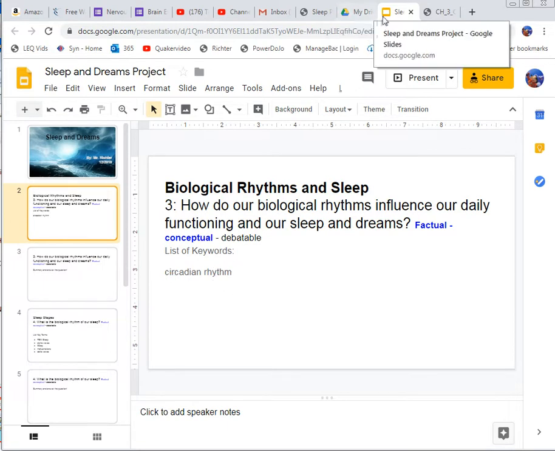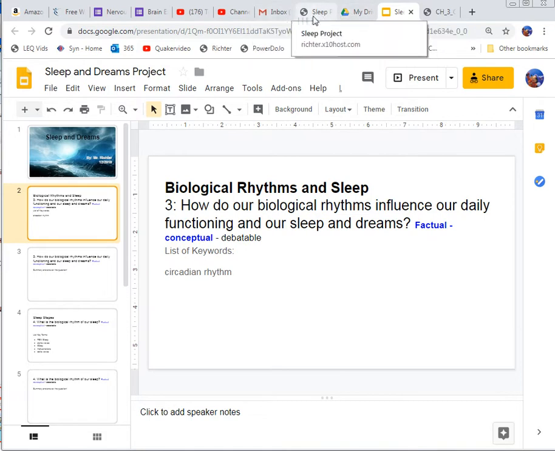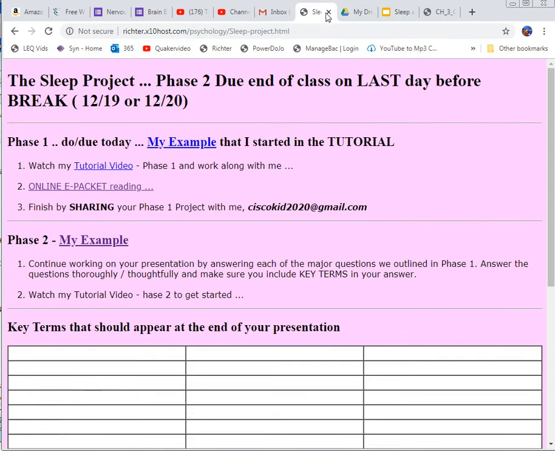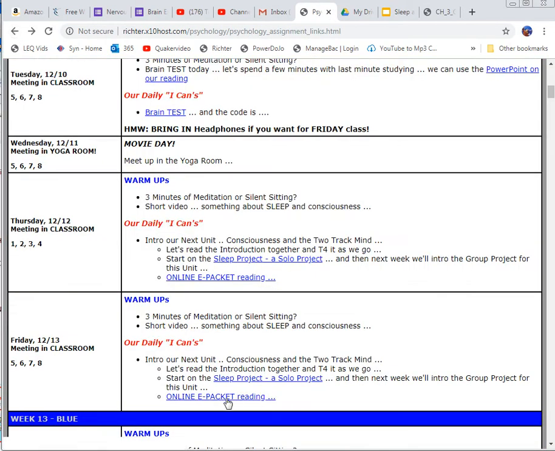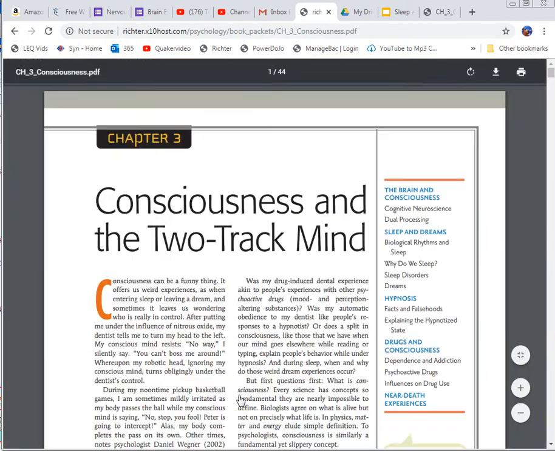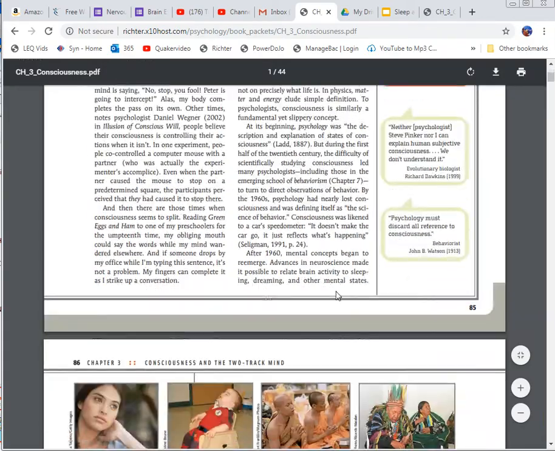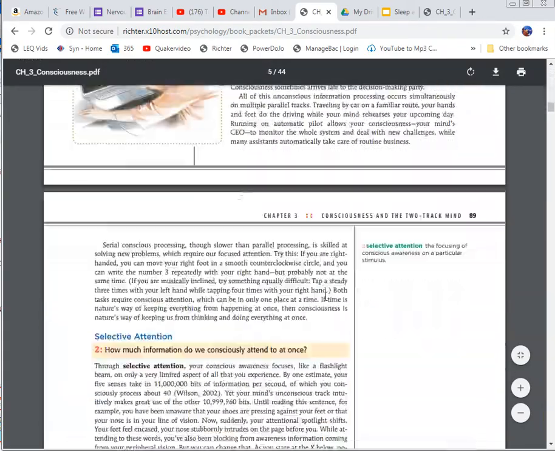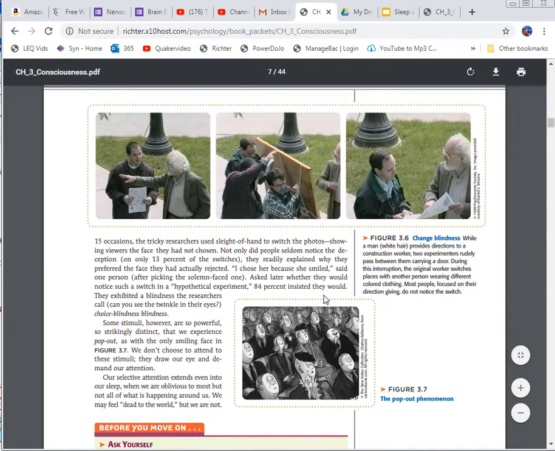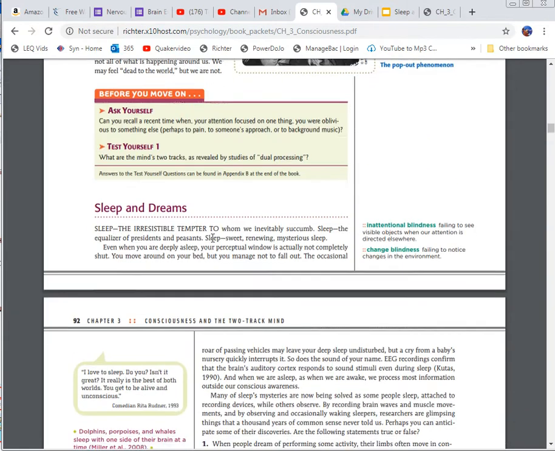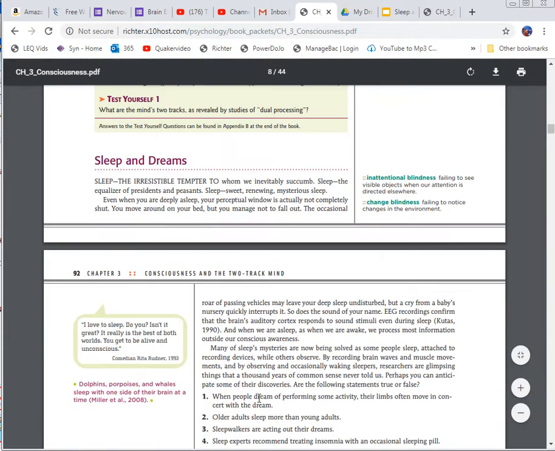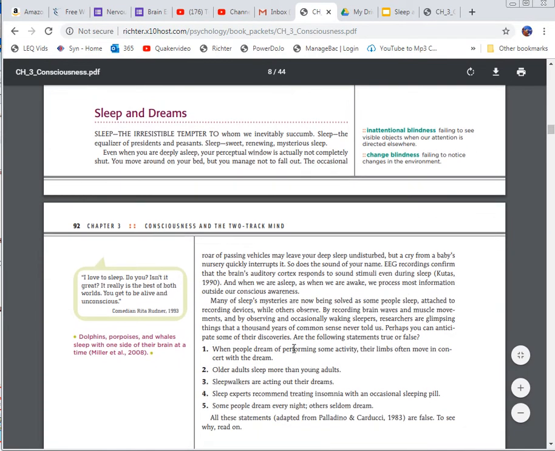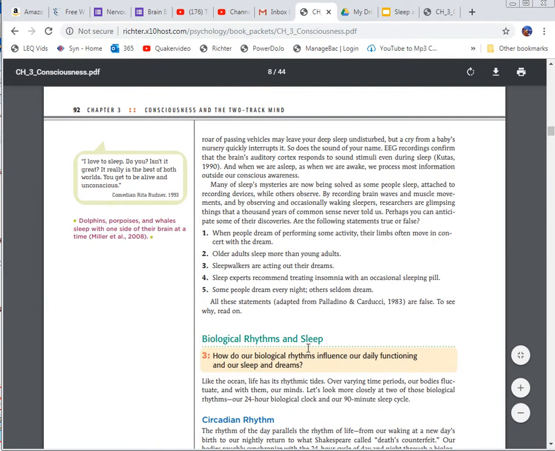So now I'm going to open up the reading, which you can just click right here, online ePacket reading. It's also back here. Then we're going to skip to the part where we left off. So we got to roll down a little bit. Remember, this first section you're going to do later. So here we are, sleep and dreams. You're going to read that little first intro part first, maybe highlight a few things.